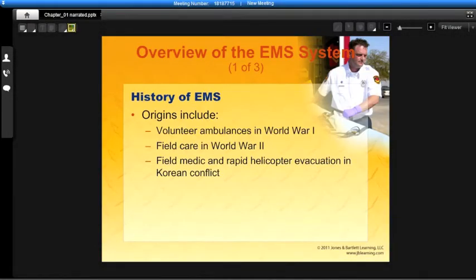We'll talk about a little bit of the history of EMS. Some of the origins of EMS include we actually had volunteer ambulances back in World War One. Actually did start providing field care in World War II. And then during the Korean conflict, we had field medic and rapid helicopter evacuation. So EMS has been around for a while in some form or another.